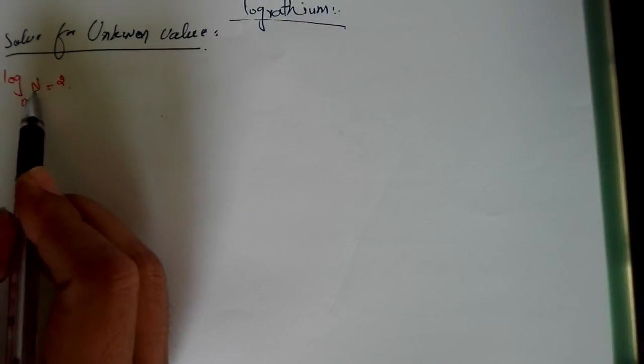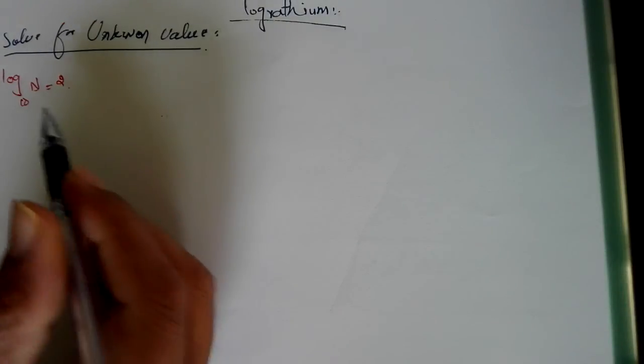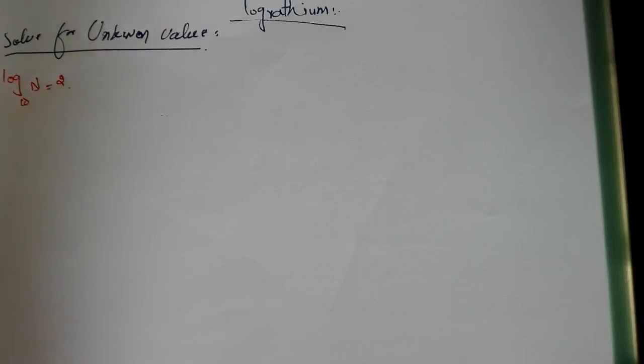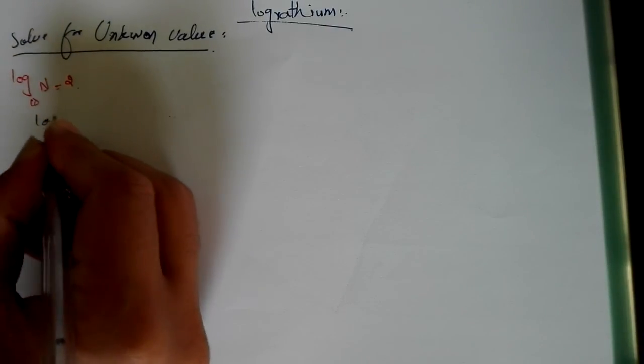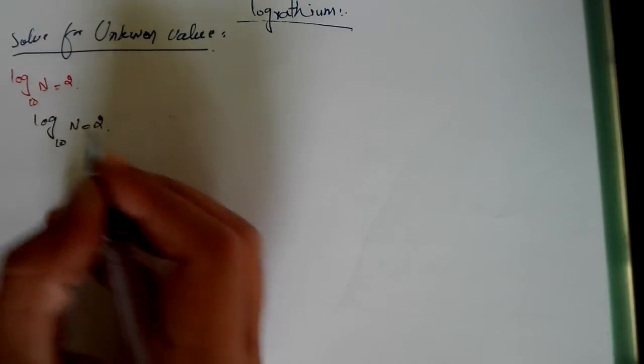Now there is one unknown value, like here n is the unknown value. He said that you should find that unknown value. How will we find that unknown value? We'll start solving this question. That is log of base 10 n equal to 2.